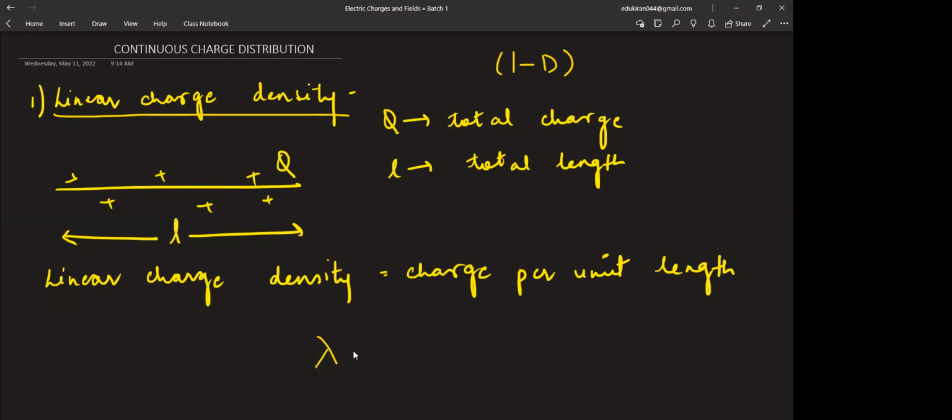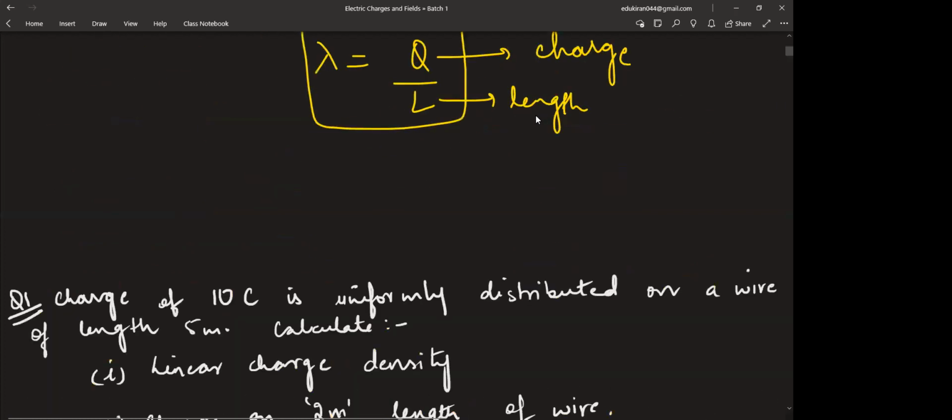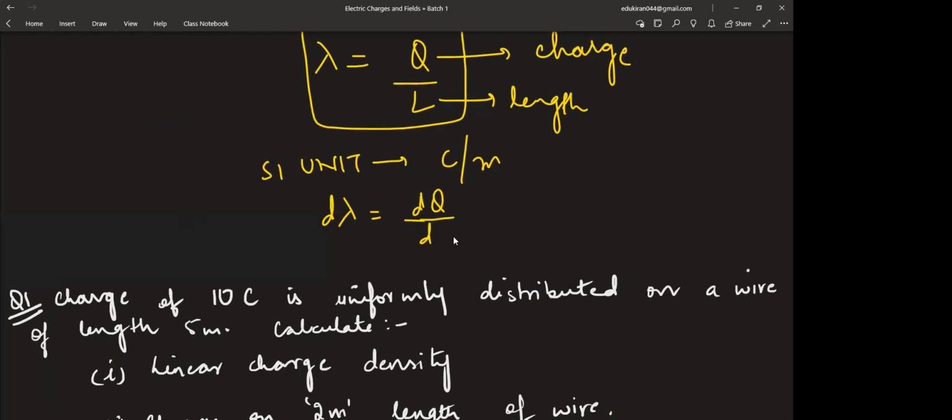We represent it by lambda. So we write this as Q divided by L, where Q is charge and L is length. This is important for your applications of Gauss theorem. We have to start with applications of Gauss theorem, and for that this is essential. So the SI unit you can conclude. What would be the SI unit? Coulomb divided by meters. And if this is variable, so this will be dq over dl, like this.